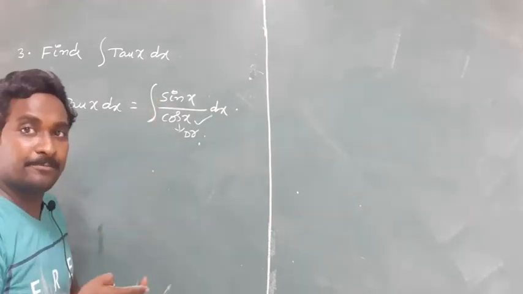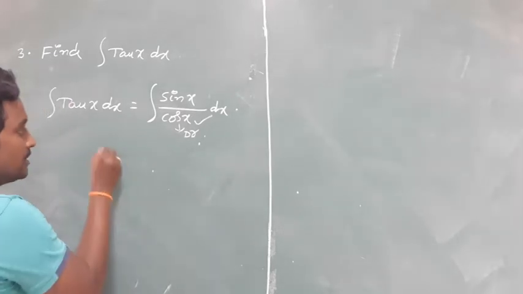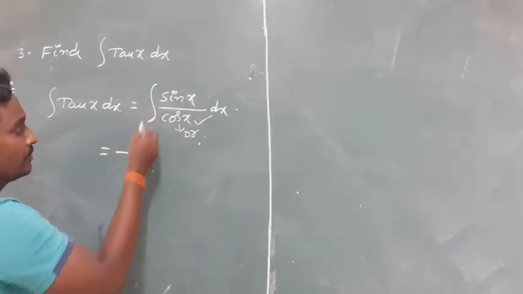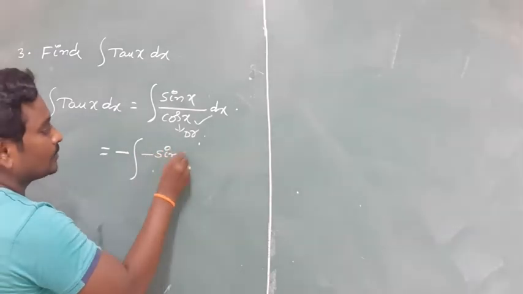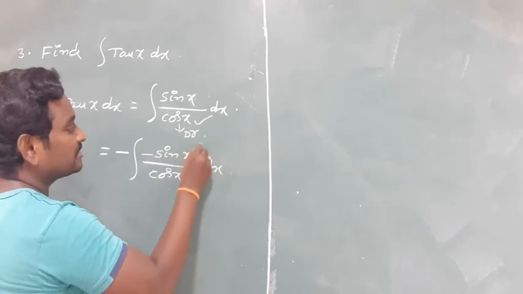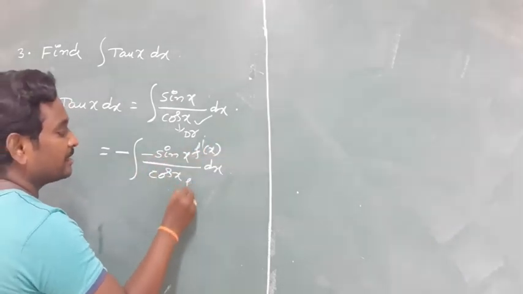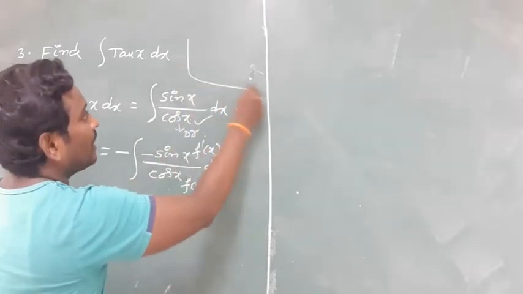That's why multiply with minus and divide with minus. So it can be written as minus of minus sin x by cos x. Now clearly we are observing that this is in the form of integral f dash of x by f of x. What is that formula?